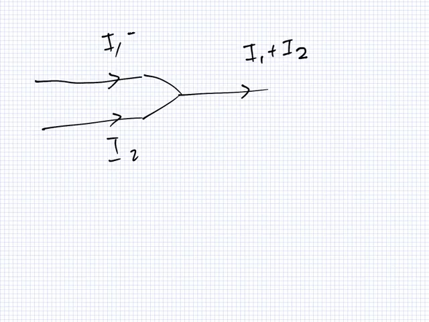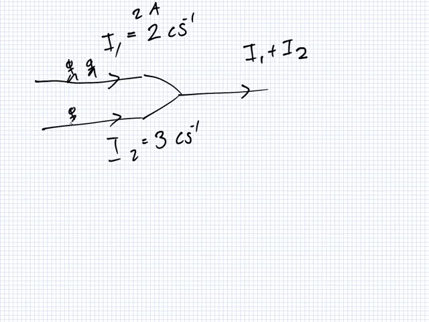Because remember, I is charge per second. So let's imagine there's 2 coulombs per second here, because remember that's what amps is. If this is 2 amps, that means 2 coulombs a second. If this is 3 amps, that means 3 coulombs a second. If 2 people were walking down here per second, and 3 people were walking down here per second, then on this road you'll have 5 people moving per second. So when we have situations where currents come together, they simply add together. That's all. How can we explain that?